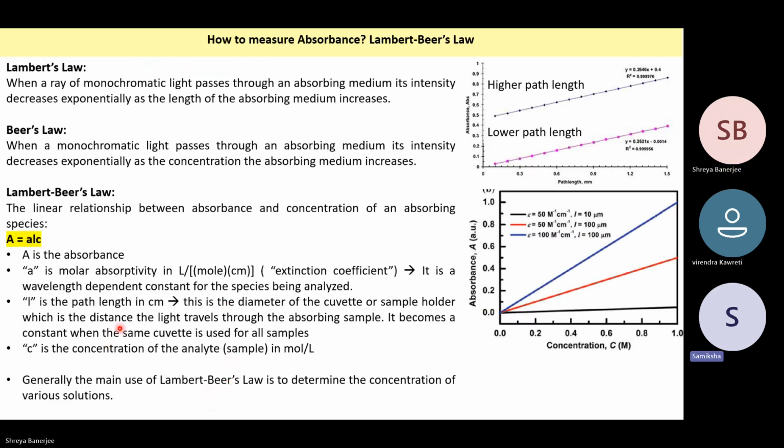Ma'am, with the help of that, when we put the sample in the spectrophotometer, it gives the value of OD, and then from that we can measure the absorbance. Yes, that you can also do. Yes, that is also another way. And then we can find out the concentration. Absolutely correct. Okay, ma'am.